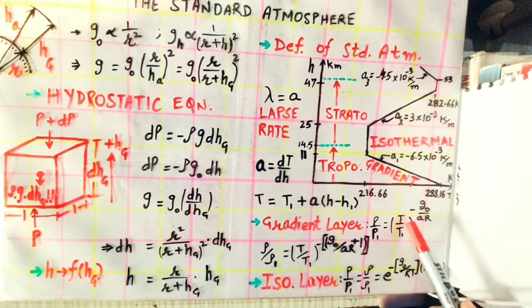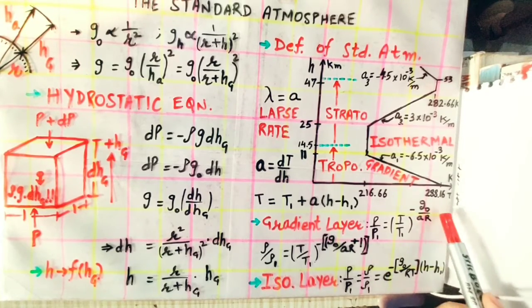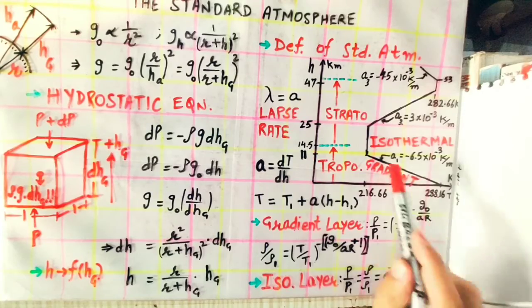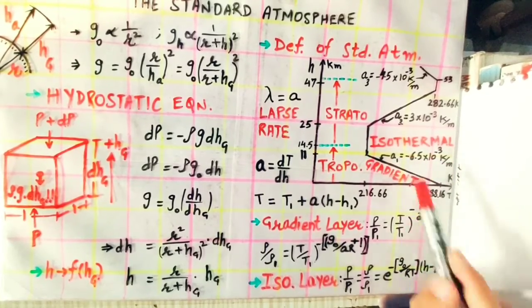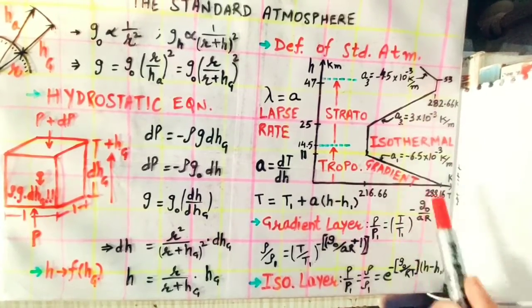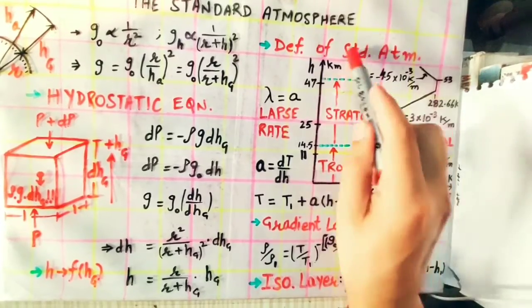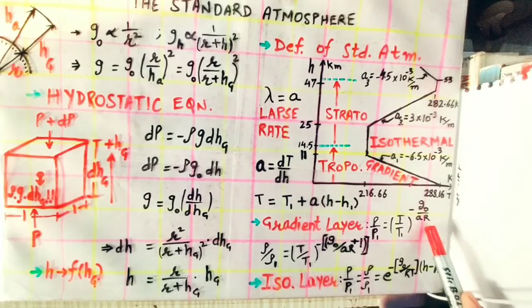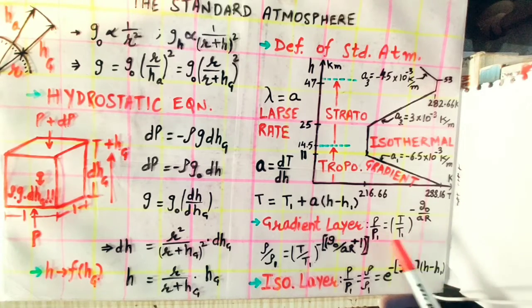It's given in terms of ratios, like P by P1 equals (T by T1) raised to the power minus g0 by aR. Okay, so g0 is 9.8 and a is the lapse rate. For this it's minus 6.5 × 10^-3, and for this it's 3 × 10^-3. So please take care of the units. It's in meters over here, but here h is in kilometers, and R is the universal gas constant, 287, and you can compute this now.